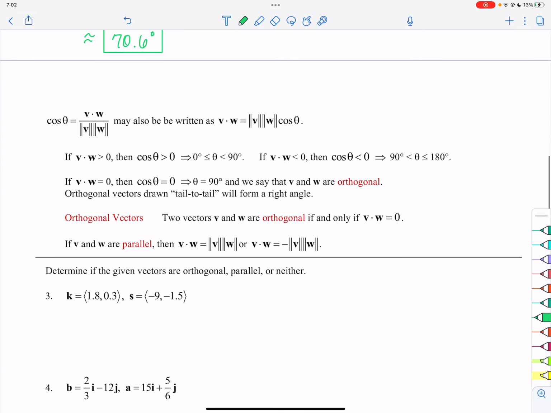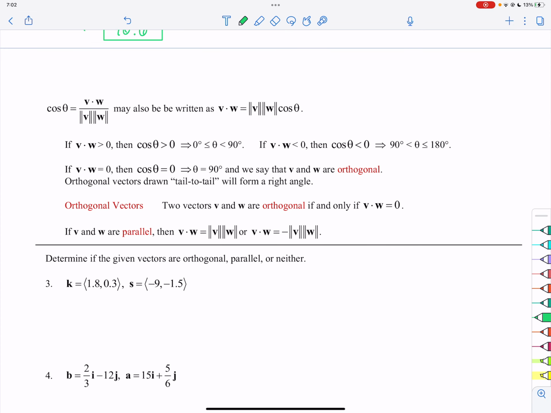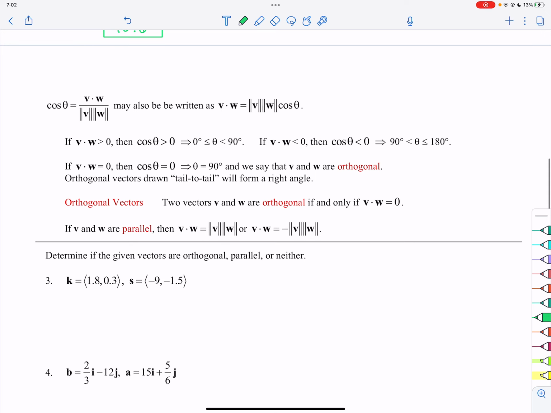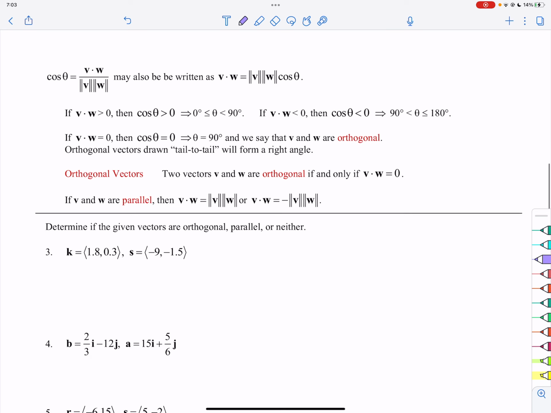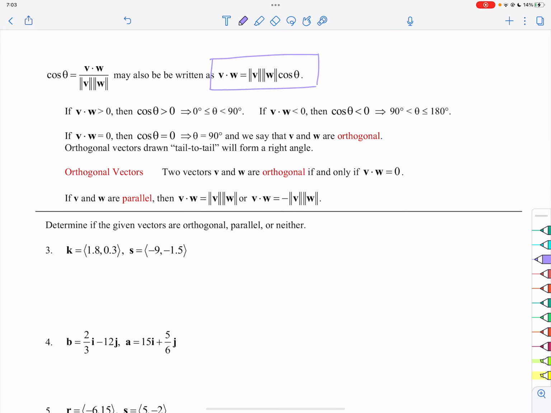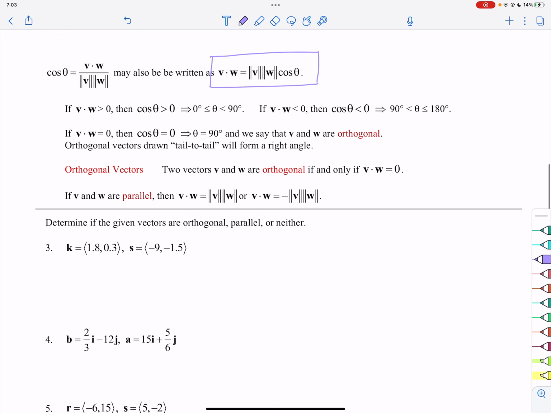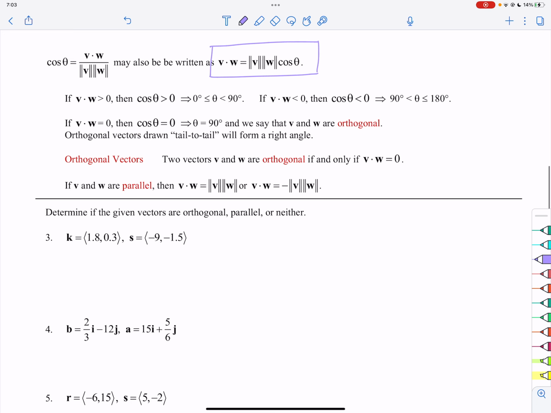Okay, the cosine of theta may also be written as the dot product is equal to, and as you can see here, we just took this denominator and multiplied it by the cosine of theta. So this cosine of theta can also be written within the definition of the dot product. So if the dot product of vector v and w is positive, then the cosine of theta is positive, and theta will be between 0 and 90 degrees.